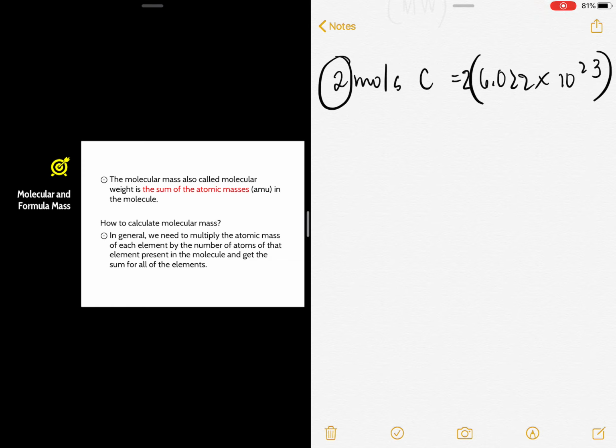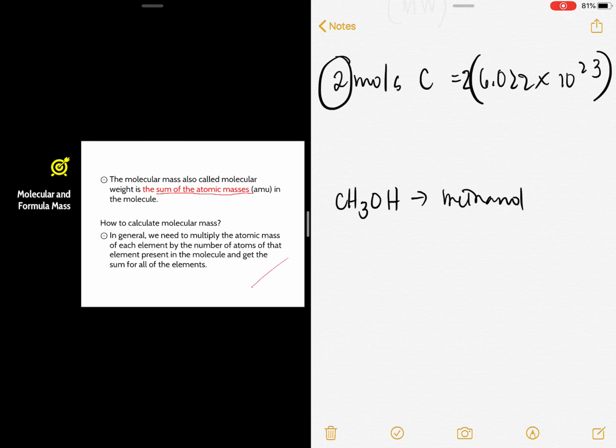Now, let's go to the next slide. Let's talk about molecular and formula mass. The molecular mass, also called molecular weight, is the sum of the atomic masses in the molecule. That is self-explanatory, but I will elaborate that, no? So, say for example, you have here a compound, methanol, CH3OH. This is your methanol. And you were asked, what is the molecular mass?